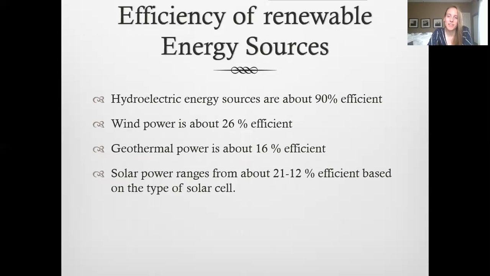And then if we look at renewable sources of energy, hydroelectric energy sources are about 90% efficient, so very high efficiency. Wind power is about 26% efficient, geothermal, quite weak at only about 16% efficient. And then depending on the type of solar cell, solar power ranges from 21 to 12% efficient. Why did I put those in backwards order? Let's say 12 to 21% efficient.